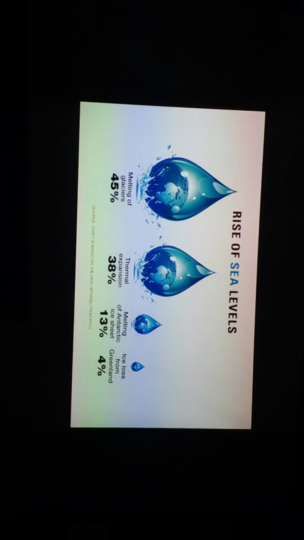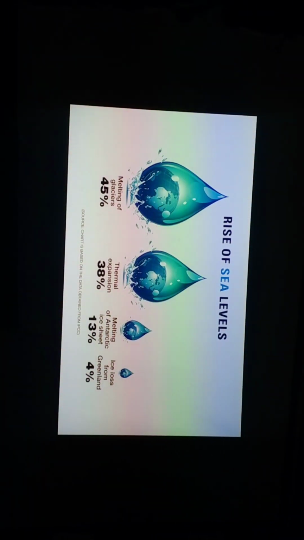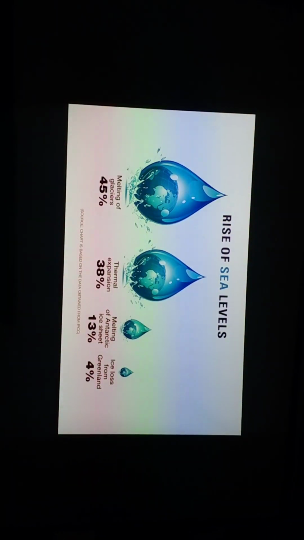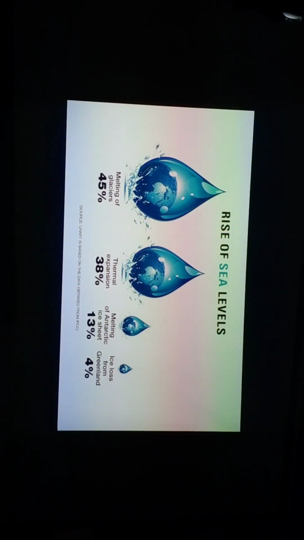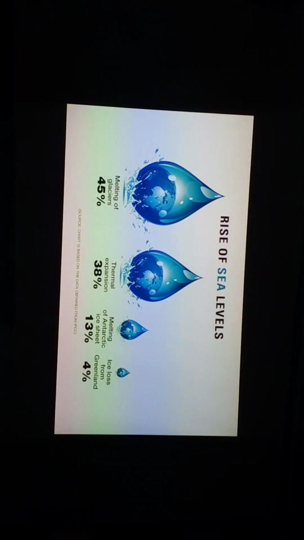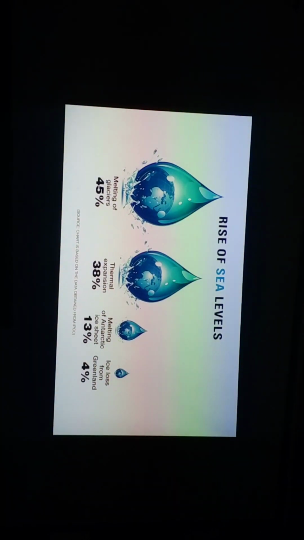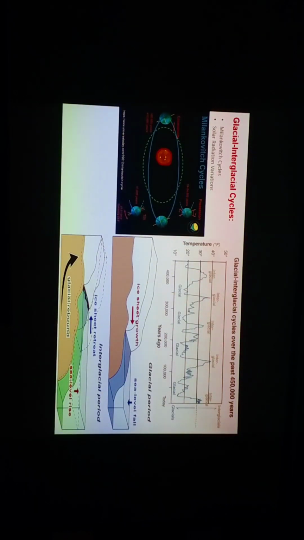The above discussed the three main reasons for which sea level is rising. If you see the contribution, the melting of glaciers is contributing 45%, thermal expansion is contributing 38%, the ice that is melting from Antarctica is contributing 13%, and the ice crust from Greenland is contributing 4%.